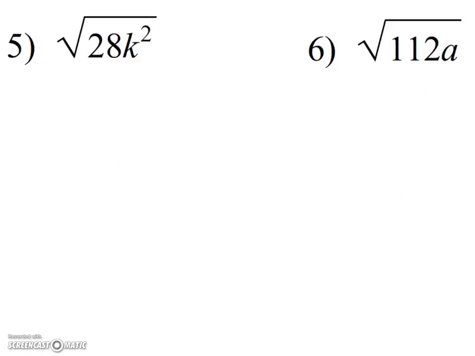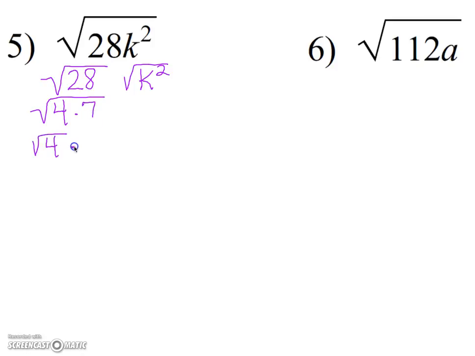Now, looking at number 5. Number 5 is a little different, okay, in the fact that I've thrown in some variables. So what we're going to do is split this up from the beginning. We're going to have the square root of 28 and the square root of k squared. We can rename 28 as 4 times 7. So it's the square root of 4 times 7. Square root of 4 times the square root of 7. Now, this step, you can leave out if you like, and you can just simplify it from here. The square root of 4 is 2, and we're going to leave it as the square root of 7.